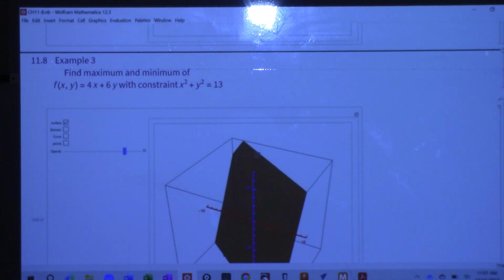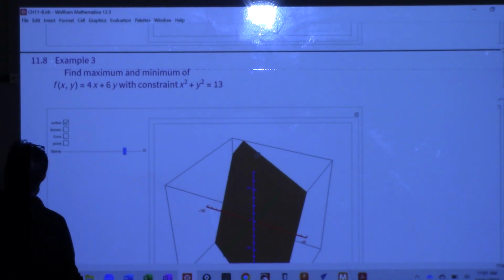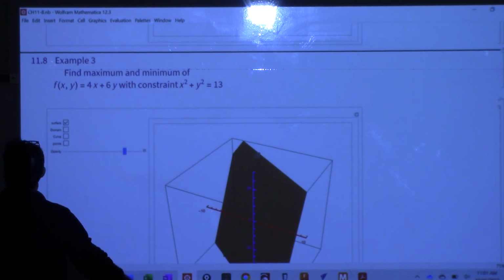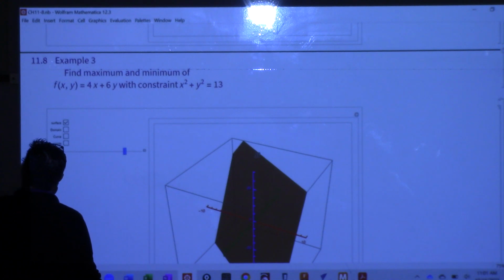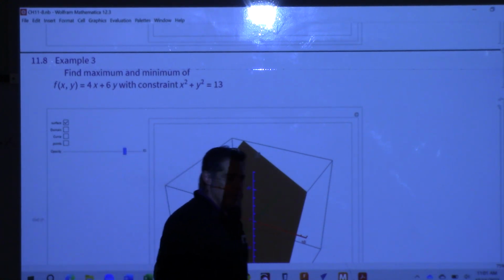I'm putting them off camera here because we're going to use them. The first equation we have is that the partial of f with respect to x must be equal to lambda times the partial of g with respect to x. The second equation that we'll have to solve is the partial of f with respect to y must equal lambda partial g with respect to y. And the third equation is that, well, your constraint has to be true. G of x, y must be k. All right. So that's what we need.